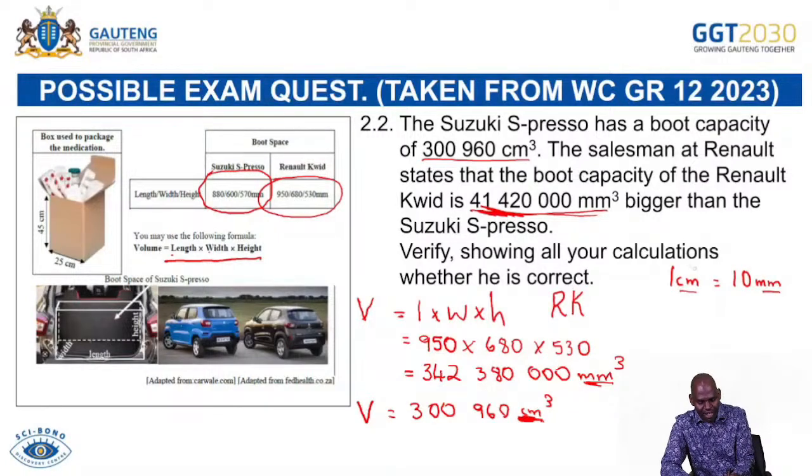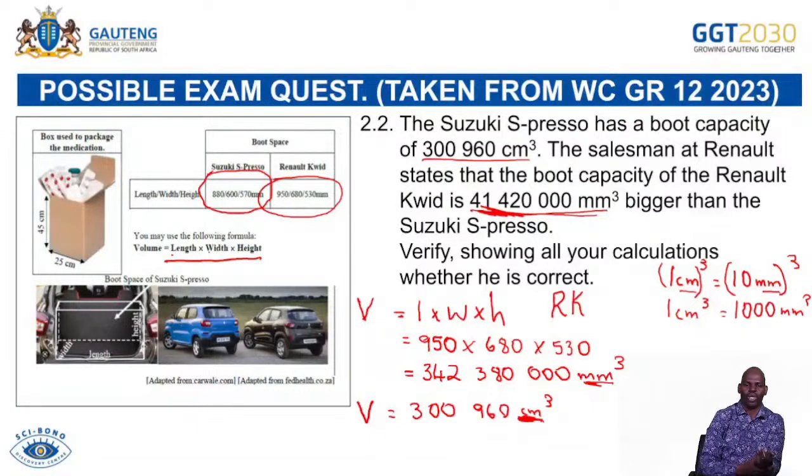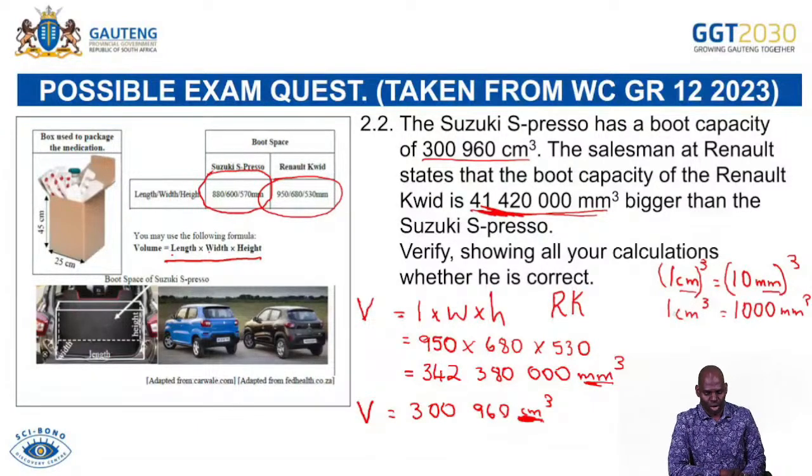Now I have to check if I change this to a cube. You did the cubes in grade 10. If I say 1 to the power of 3, I get 1, and this will give me 1 centimeter cubed. And this is equal to 10 to the power of 3, which must give you 1,000 millimeter cubed. If you check on your calculator, I'm sure you know how to do the powers. That's why you had to do the cubes in grade 10. So 1 cubic centimeter is equal to 1,000 millimeter cubed.